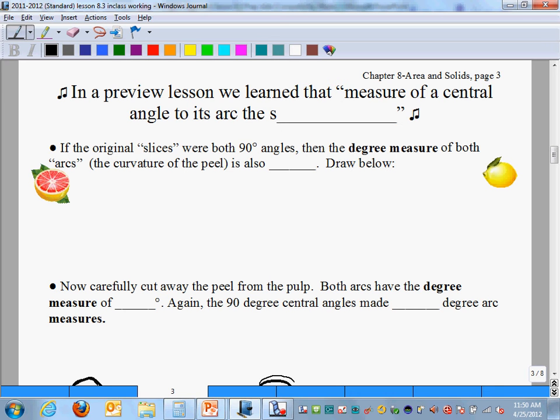Okay, sing with me. Measure of a central angle to its arc the same. You missed out, guys. So same. Measure of a central angle to its arc the same.